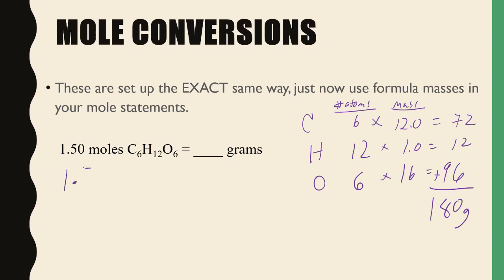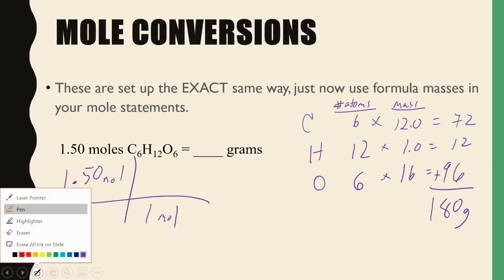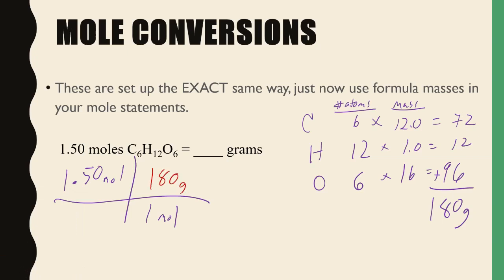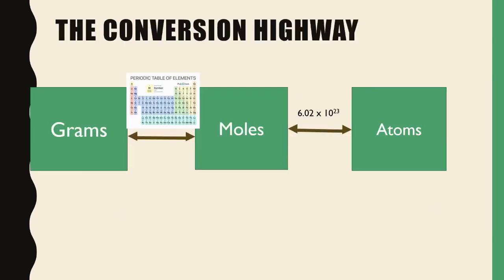So if we have 1.50 moles, then we want 1 mole from the periodic table has the 180 grams. Moles will cancel. 1.5 times 180 is 270 grams. Okay, so I don't think this is shocking. Same highway that we were using yesterday, grams to moles, right? The periodic table turns grams into moles, and the periodic table turns moles into grams. Sing the song with me.